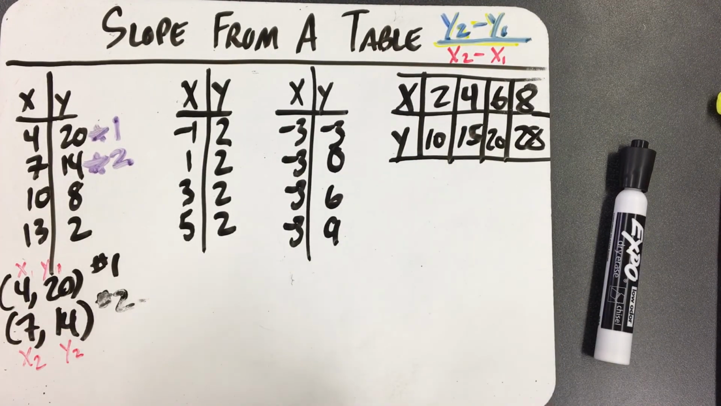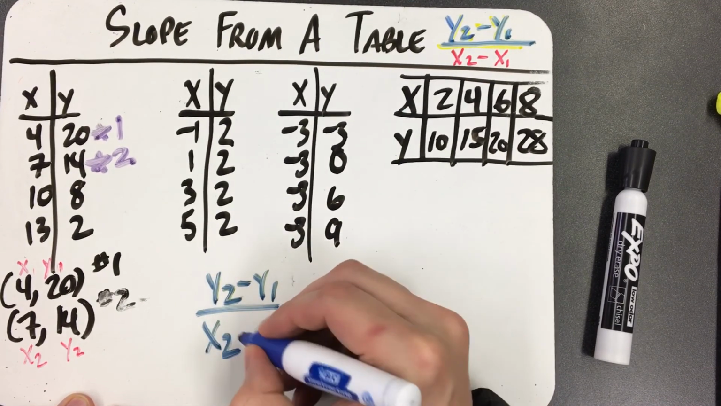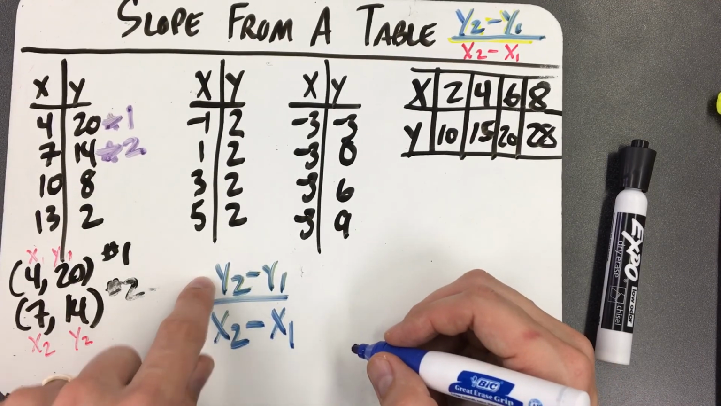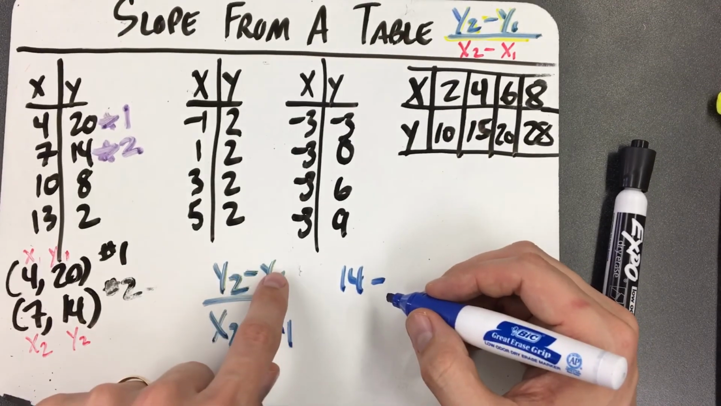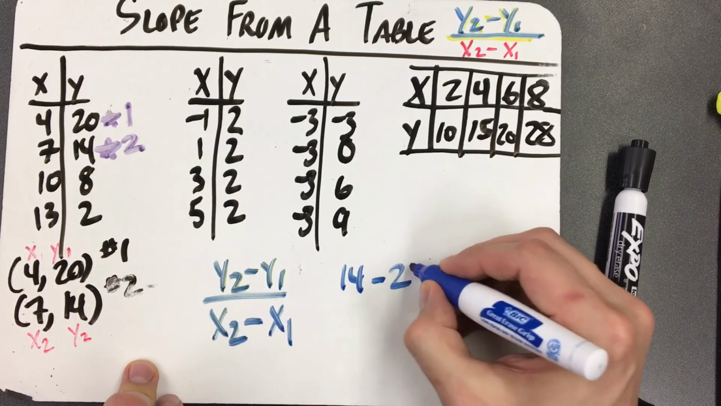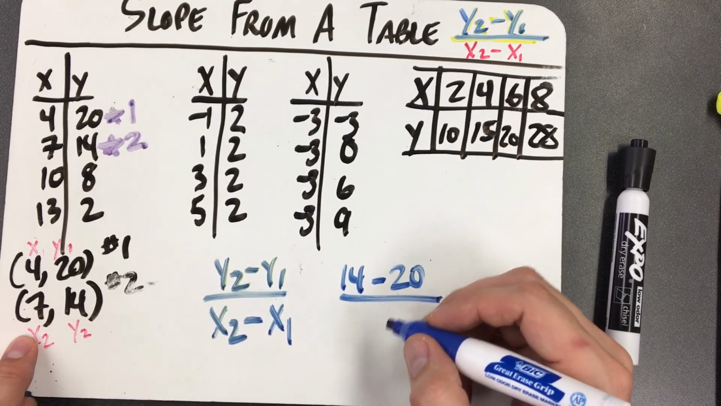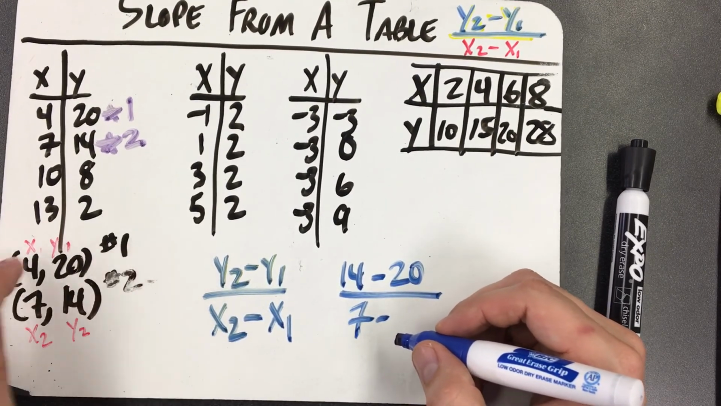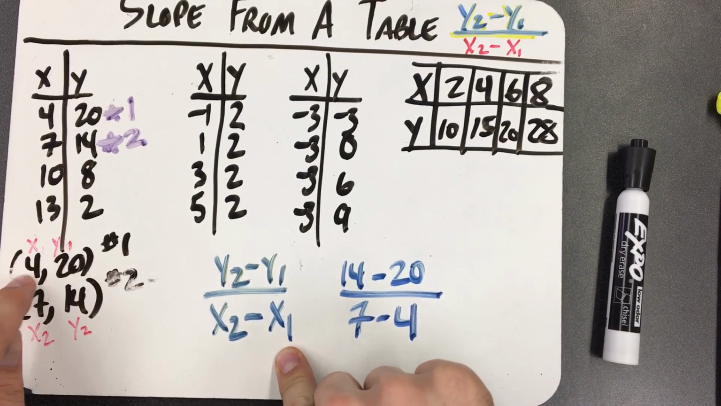So if I just work this out, y2 minus y1 over x2 minus x1. The y from point number 2 is right here, the 14. The minus y1, the y from point number 1. Here's point number 1. My y coordinate is 20. Oh, this is going to be negative, but that's okay. And then x2 minus x1. The x from point number 2 is 7. The x from point number 1 is 4. So x1 is the x coordinate from point number 1.